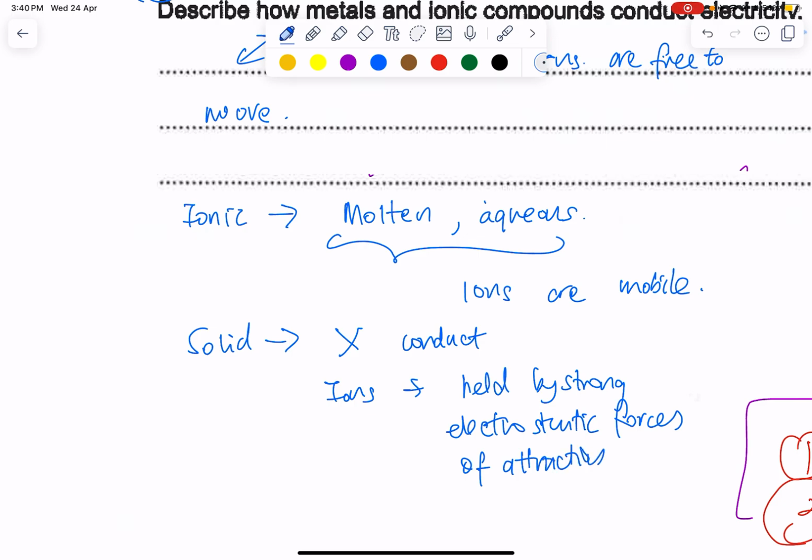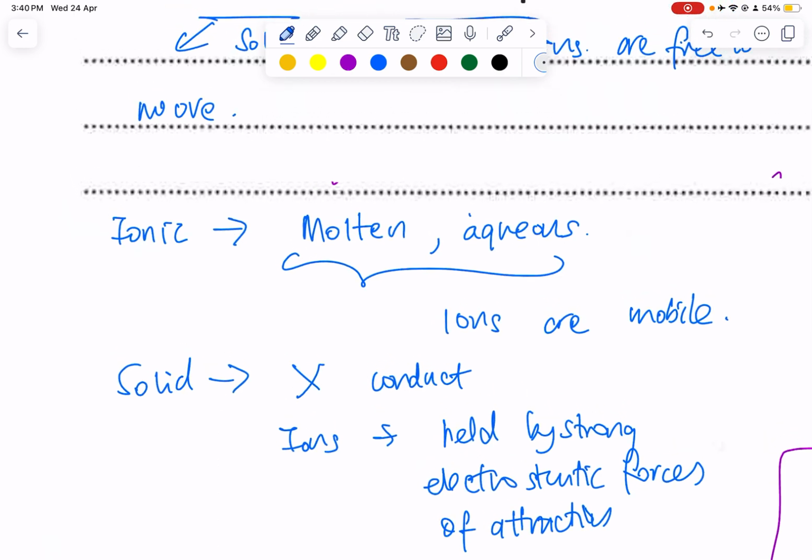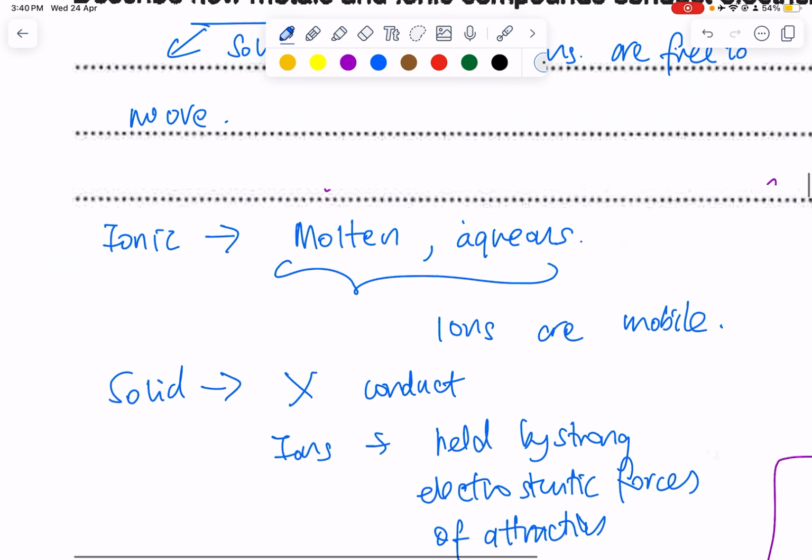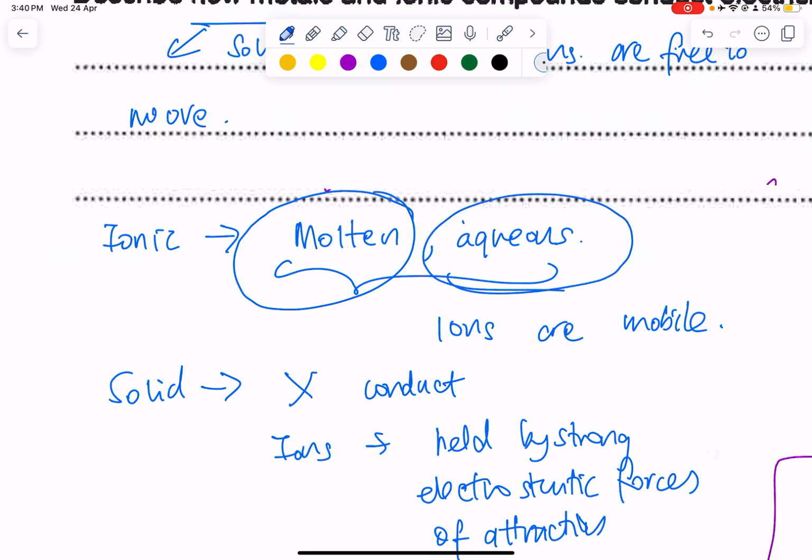I hope you get this. And please bear in mind that for ionic compounds, they can really only conduct electricity in molten and aqueous state, because the ions are mobile and they can act as charge carriers. Did you get that?